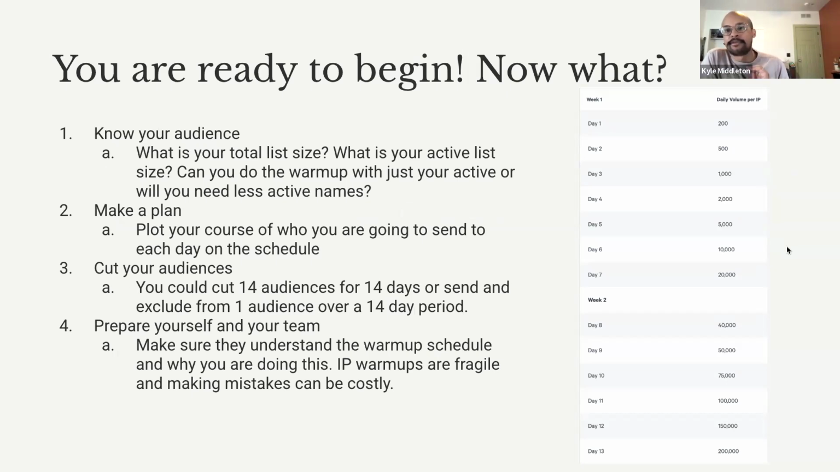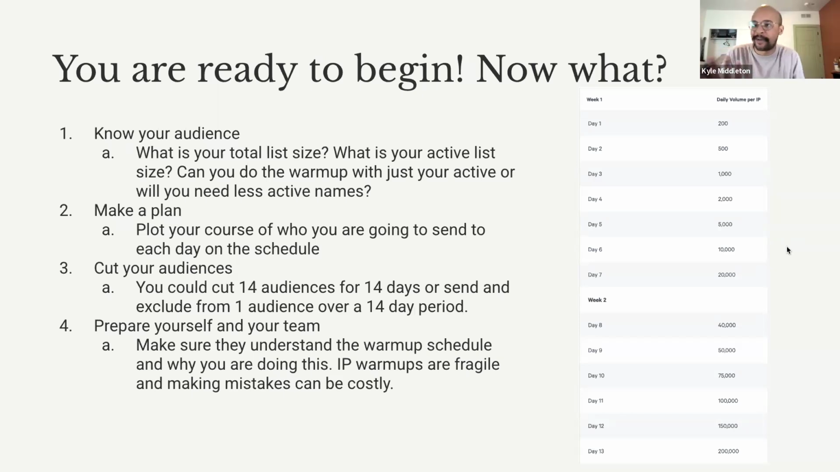What is your total list size? What's your active list size? Can you achieve a warm up with just your active list, or are you going to need less active names? And how that really is determined for you is, say your active list currently that you send to every day is 500,000.